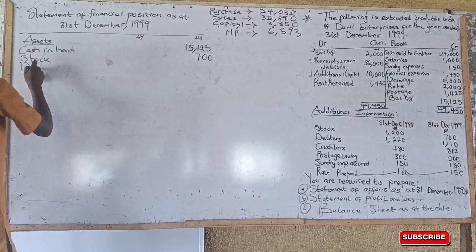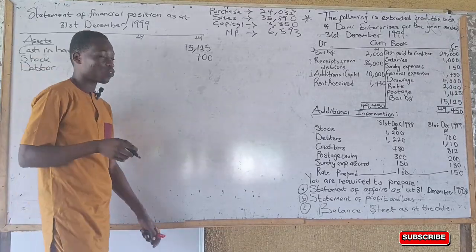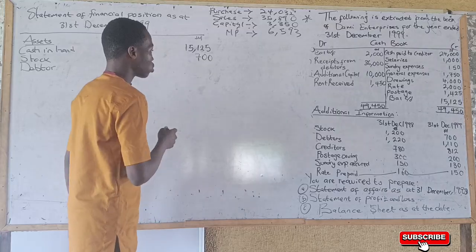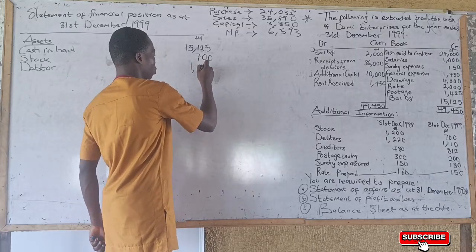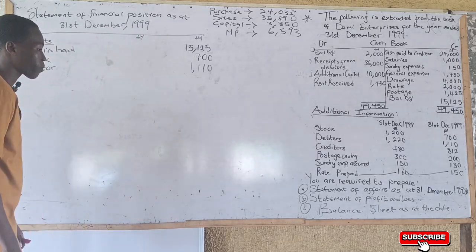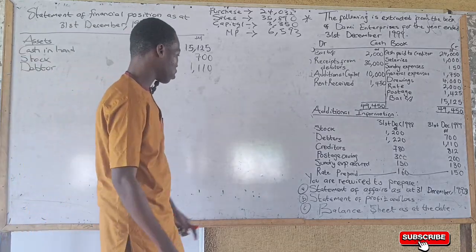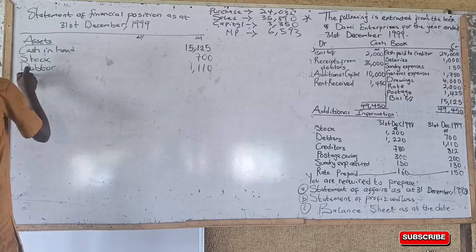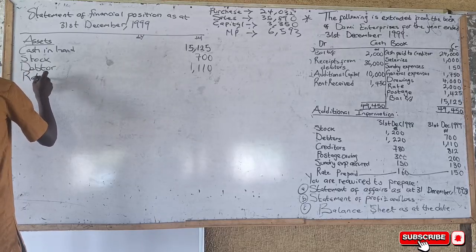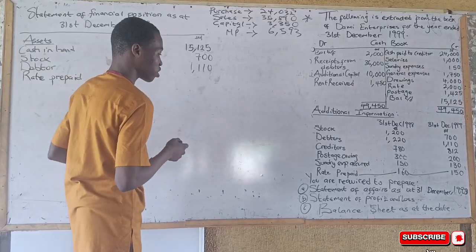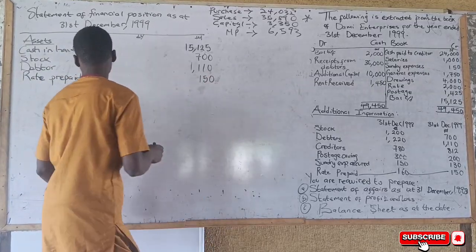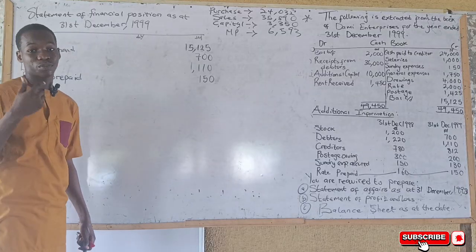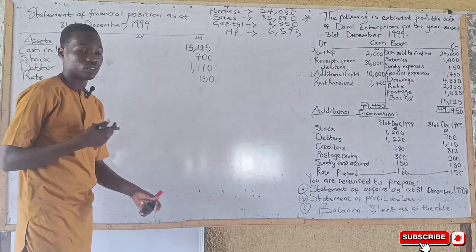We have debtors. There's no adjustment for debtors. We could be asked to write off some debt, but we don't have that in our question. So we just write the balance at the end, which is 1,110. Then we have rates prepaid, which is 150. Rates prepaid is a current asset because it's an expense that you have paid in advance, so you can ask for it back. It's an asset from your own perspective.